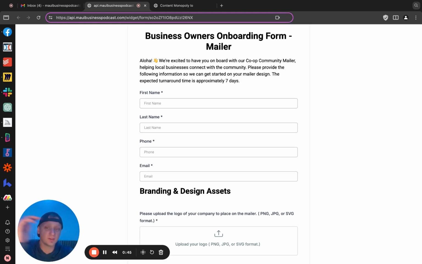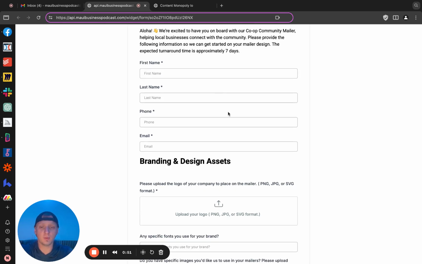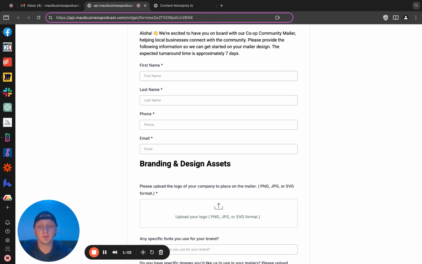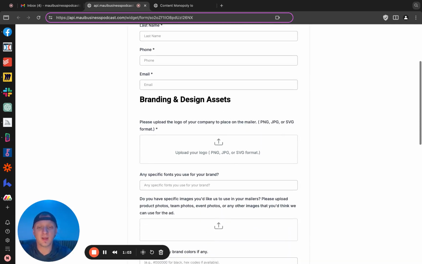This is all the information that we're going to need for the ad in the mailer. And over time, there will probably be more things added to this as we continue to work on the designs. We're going to find out that we're missing some things here and there, so bear with us on that part. But basically: first name, last name, phone number, email. We need all your information.